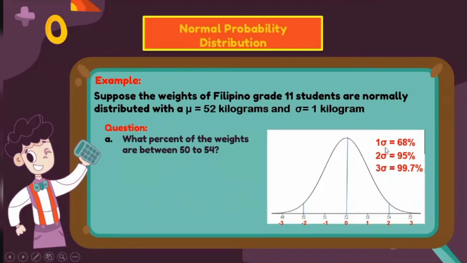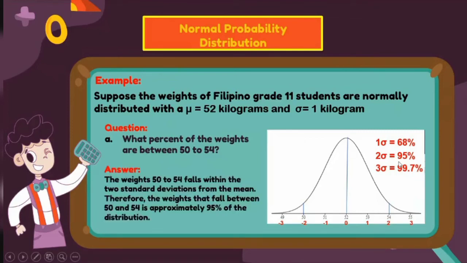So one standard deviation is equal to 68%. Two standard deviations is equal to 95%. Then three standard deviations is equal to 99.7%. If you will notice, 50 to 54 falls within the idea about two standard deviations from the mean, one on the left, one on the right side. So meaning, by this diagram or illustration, two standard deviations is equal to 95%.